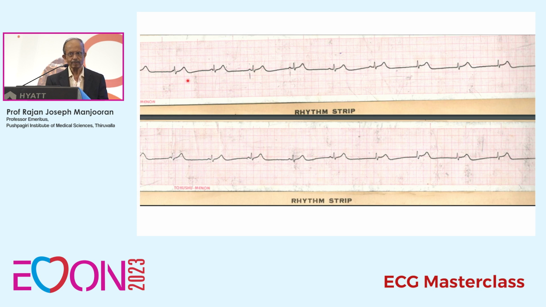Diagnosis. What do you find here? The P wave is marching in and out of the QRS complex. It's going inside the QRS complex, getting out of the QRS complex. So it's marching in and outside the QRS complex. It is said that the P wave is flirting with the QRS complex. Flirting, all of you know. So it is flirting with the QRS complex.